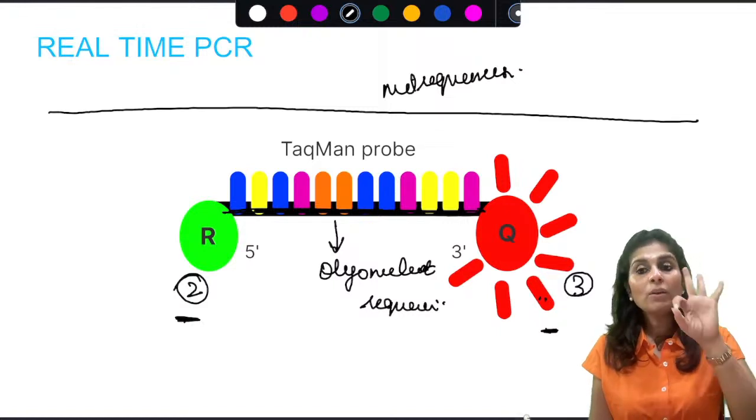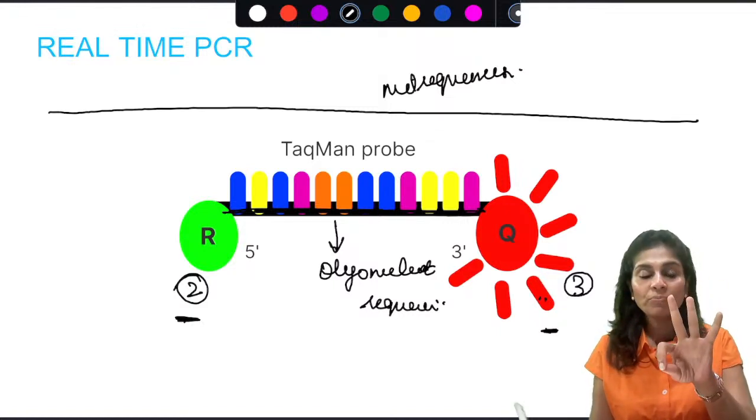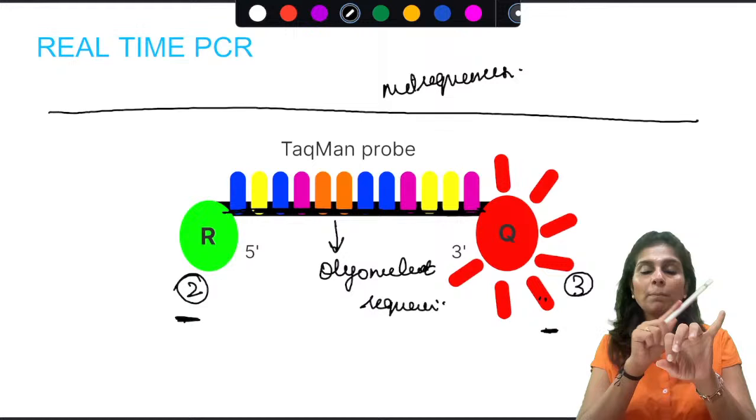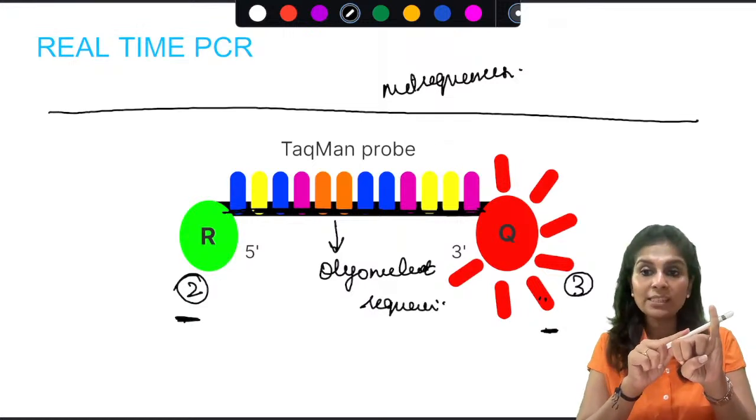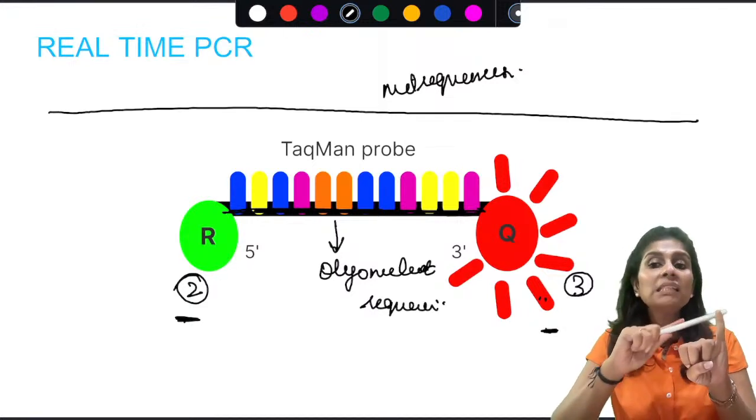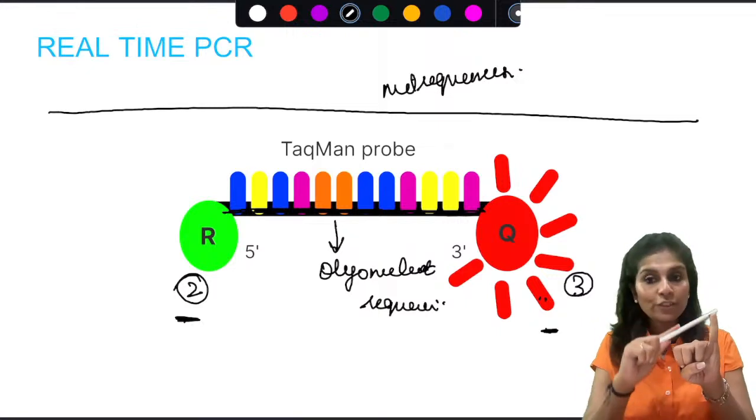So all of you tell me, what are the 3 parts of the TaqMan probe? The 3 parts of the TaqMan probe are: number 1, oligonucleotide sequences, which are complementary to mid sequences of nucleic acid of interest to you.